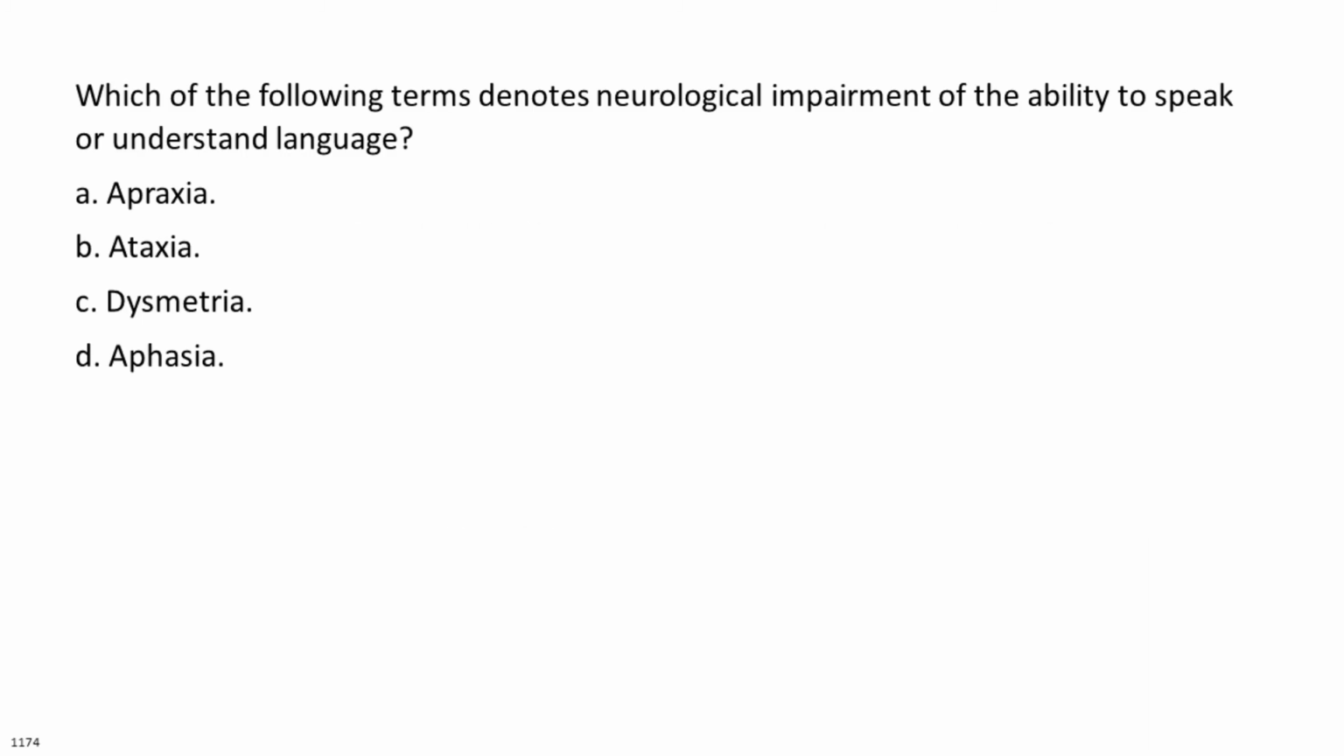Which of the following terms denotes neurological impairment of the ability to speak or understand language? A. Apraxia. B. Ataxia. C. Dysmetria. D. Aphasia.